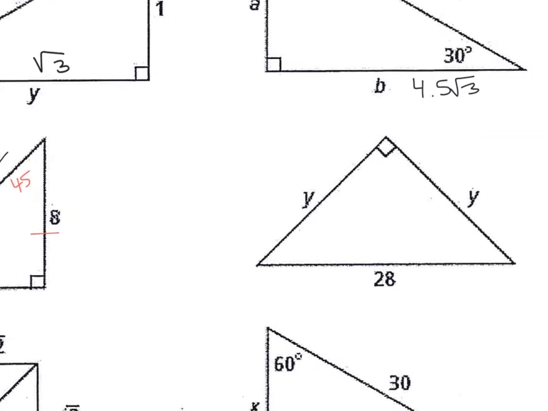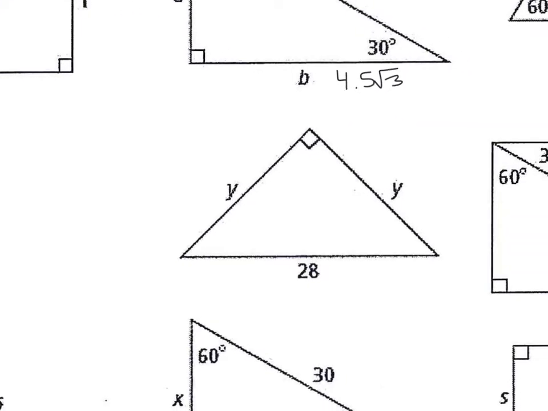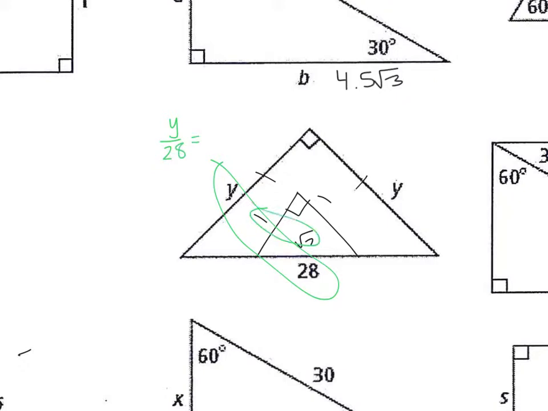And I'll slide over for this one. Again, this is an isosceles triangle. These two sides are equal. So I'm going to draw a similar triangle right inside. 1, 1, root 2. So I could set up a proportion. I can do y is to 28 as 1 is to root 2.